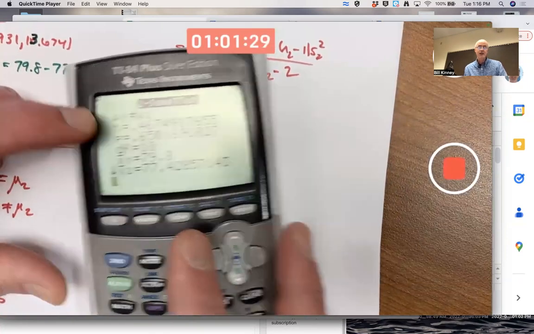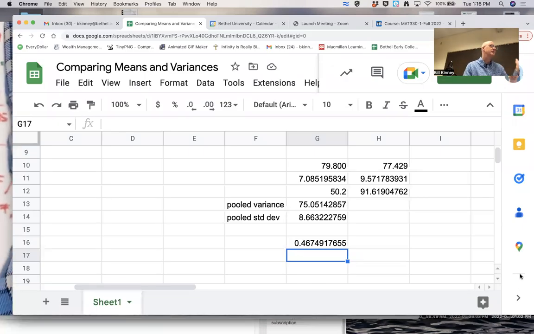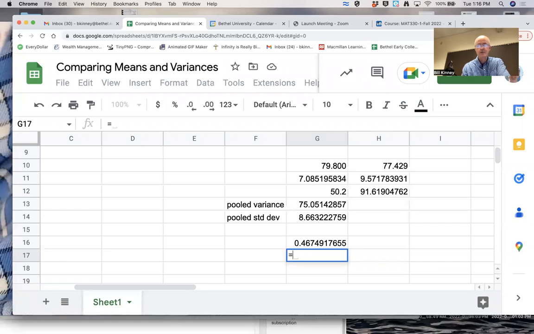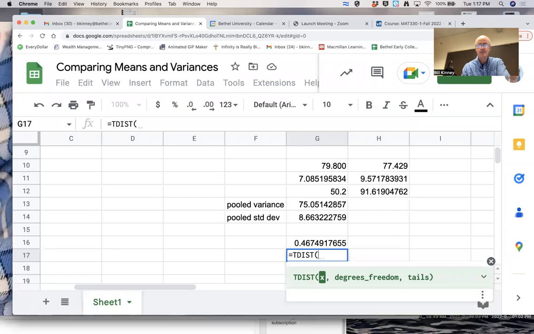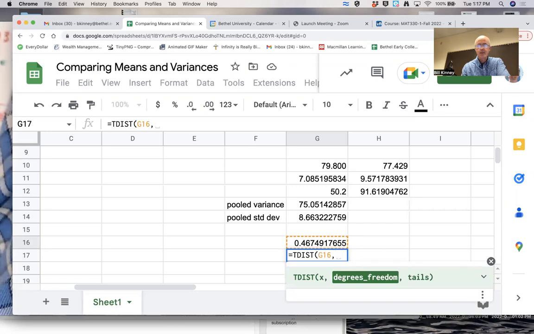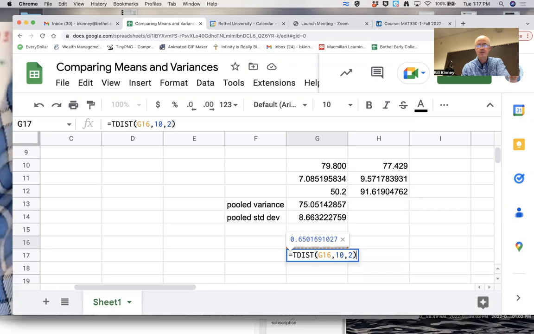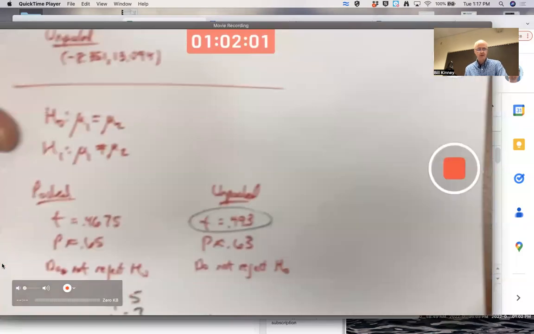And for the p-value for that, equals t-test is supposed to return a p-value. But it didn't like the fact that my sample sizes were different. But I could do equals t-dist here with this number. I'm pooling, so I use 10 degrees of freedom. It's two-tailed, 0.65. Yeah, matching that.